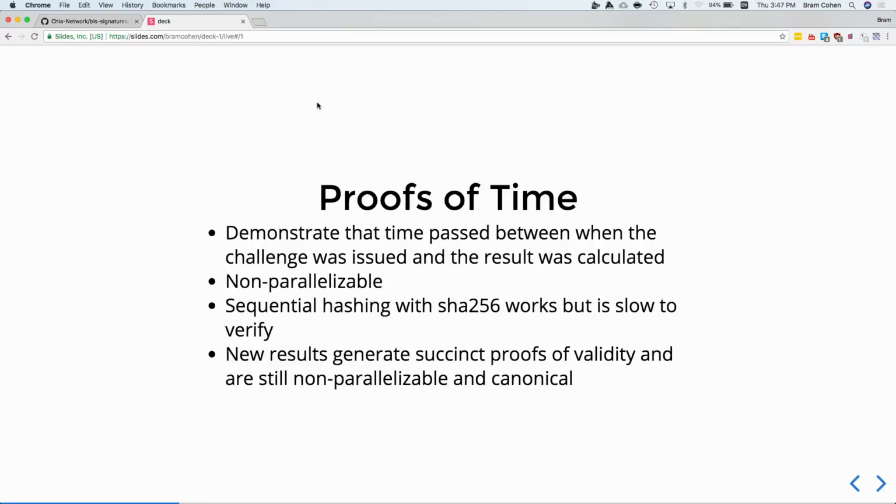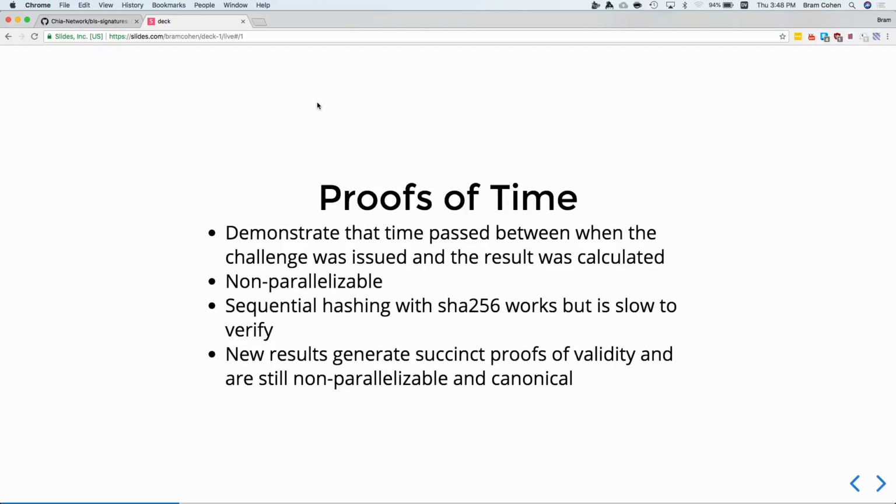So what are proofs of time? Proofs of time is very much like a time lock puzzle. It demonstrates that some amount of time has passed between when the challenge was issued and when the result was found. This is useful for a few things. I'll explain one of them in a minute. The important thing is that it's non-parallelizable.